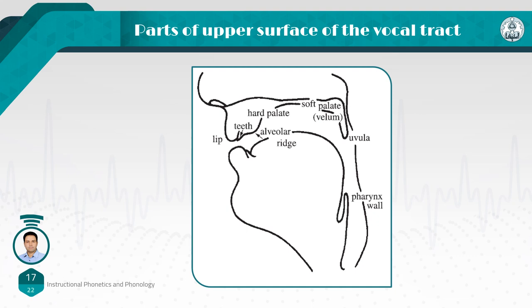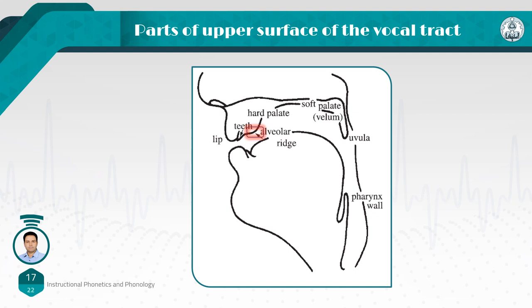In this picture, you can see parts of the upper surface of the vocal tract, and in another slide, I will show you parts of the lower surface of the vocal tract. Right now, if you pay attention, you can see the upper lip and the upper teeth. These are familiar to you. Just behind the upper teeth is a small thing that you can feel with the tip of your tongue. This is called the alveolar ridge.